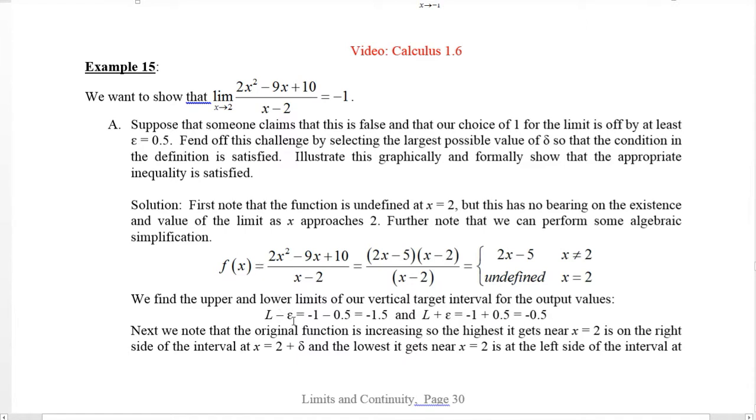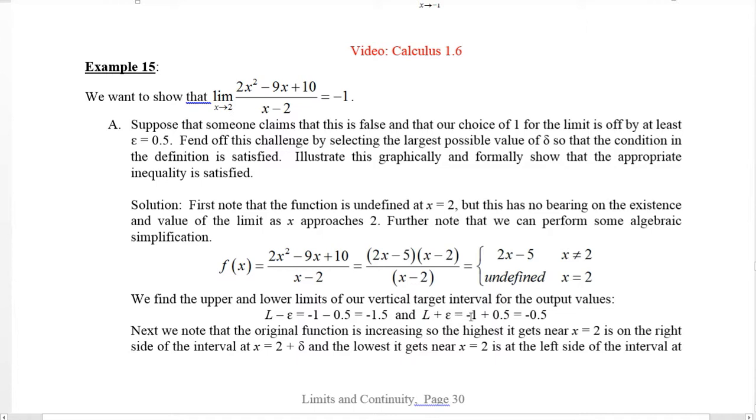So we start by finding upper and lower limits for the y values that correspond to this epsilon in this limit, and they are L minus epsilon and L plus epsilon. L minus epsilon then is, with negative 1 for L and epsilon 0.5, negative 1 minus 0.5, which is negative 1.5.